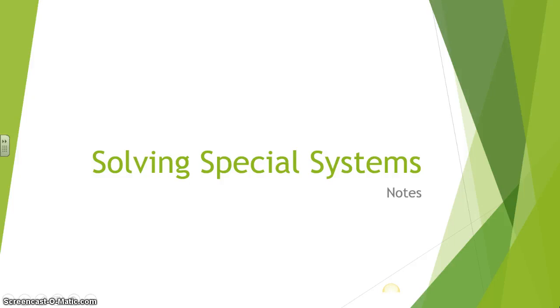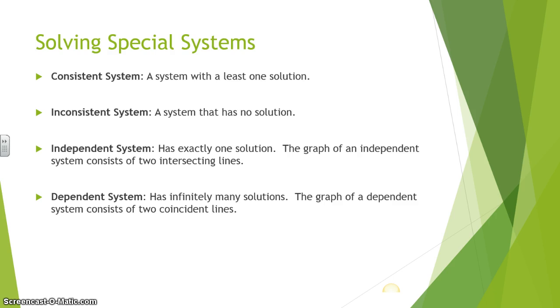This lesson is solving special systems. With this section, there are some definitions. We have a consistent system, which is a system with at least one solution. So a consistent system has one solution. An inconsistent system is when we have no solution.